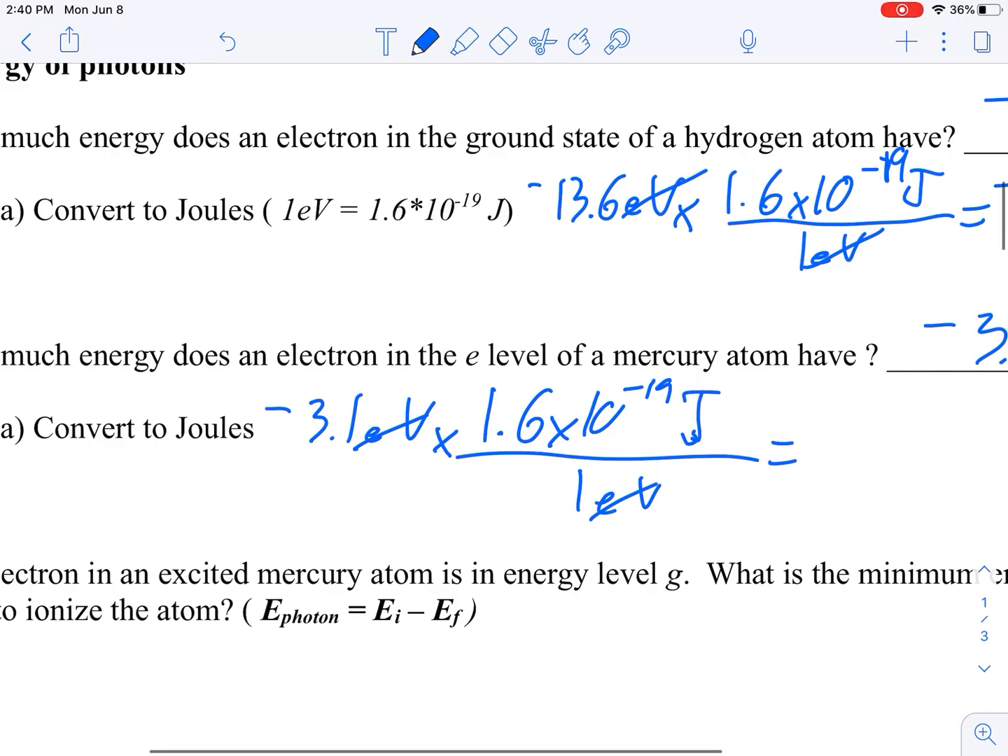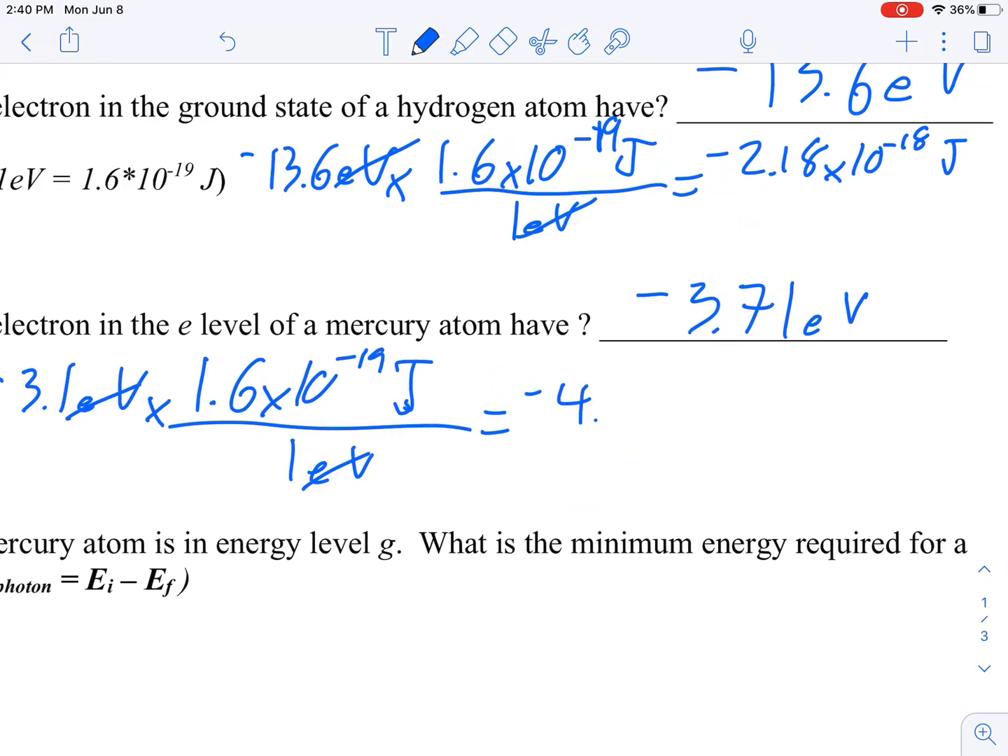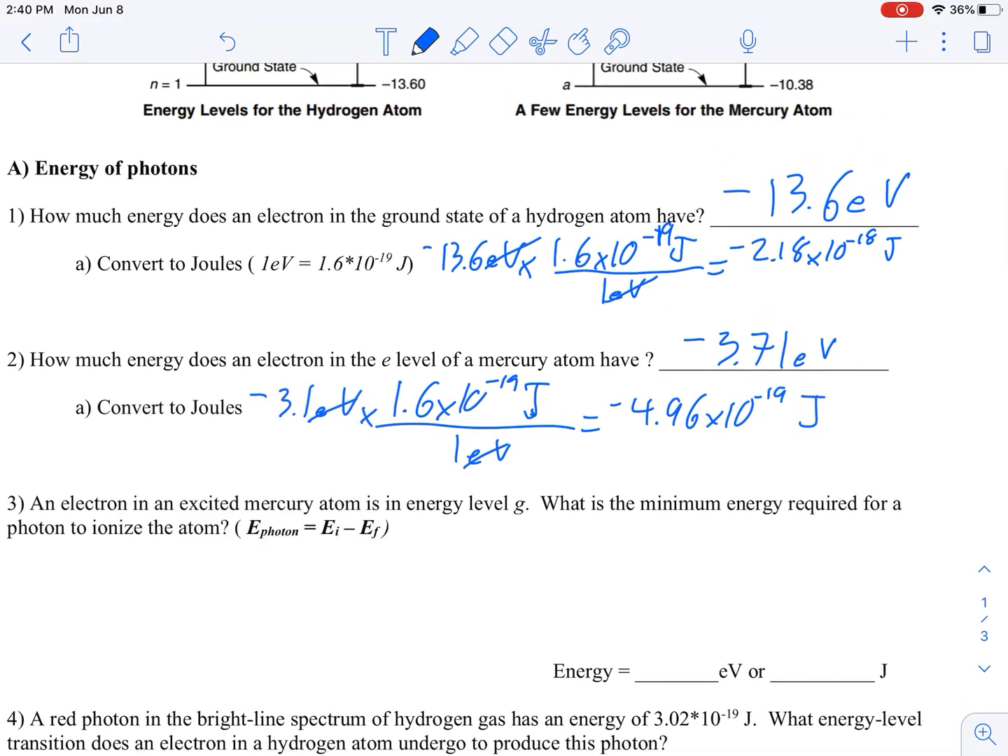It looks like 4.96 times 10 to the negative 19 this time. All right, so try that out in your calculator. These numbers are big, and we're using some other big numbers or small numbers today. You've got to practice doing them in your calculator so you don't make any calculator mistakes.